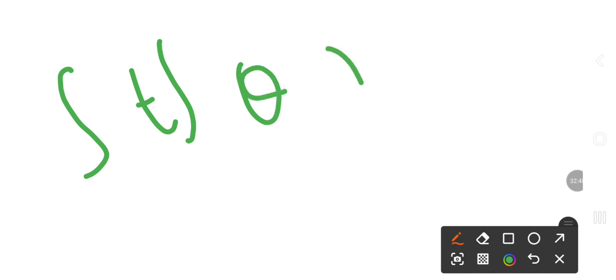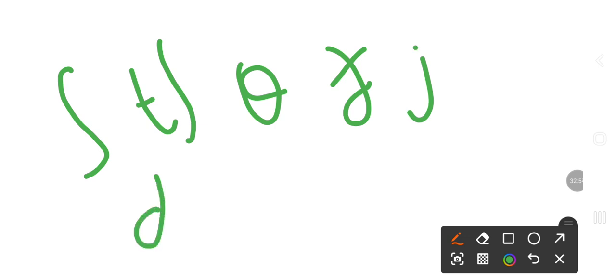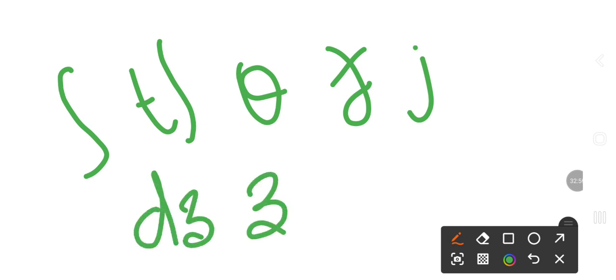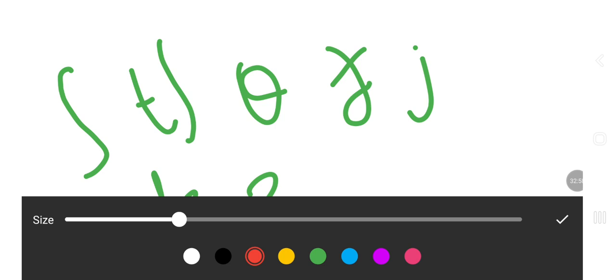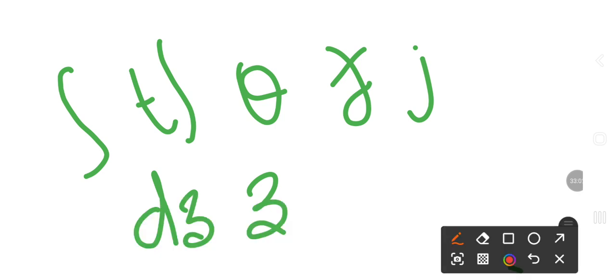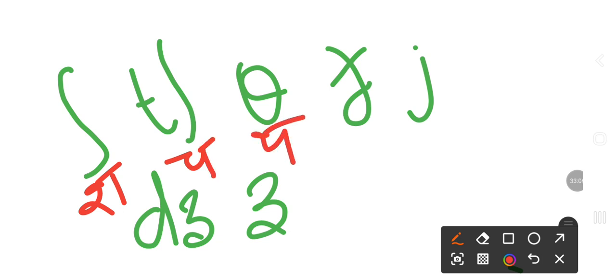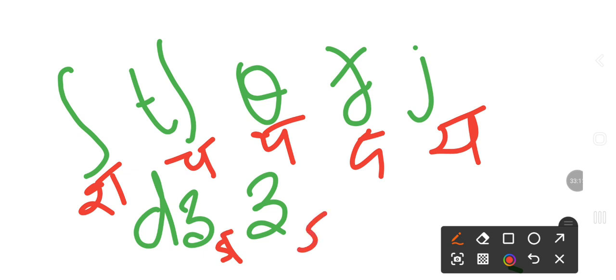So till now we have seen sh, ch, th, the, y, j and j. So these are the sounds we have learned. One more is remaining. Sh, ch, th, the, y, j and j: 1, 2, 3, 4, 5, 6, 7. The last one is this sound.